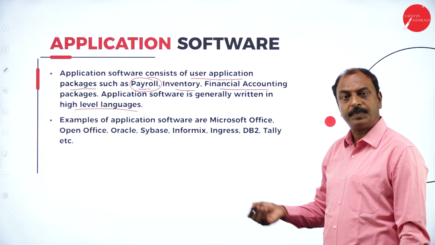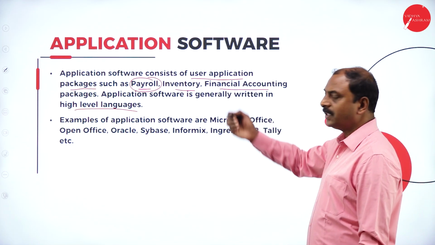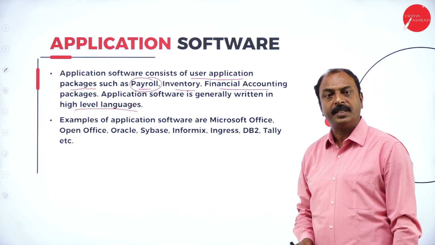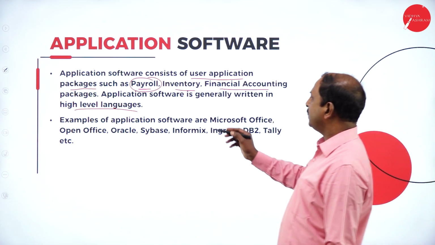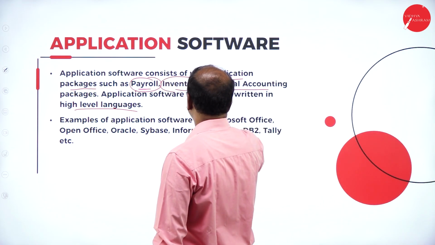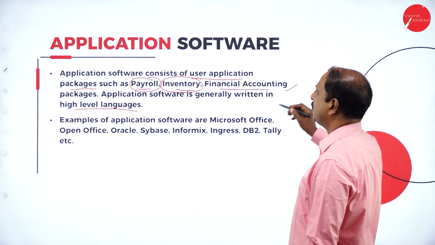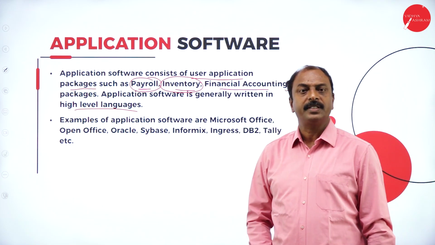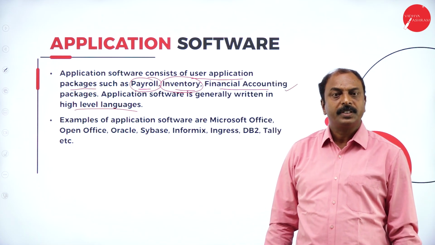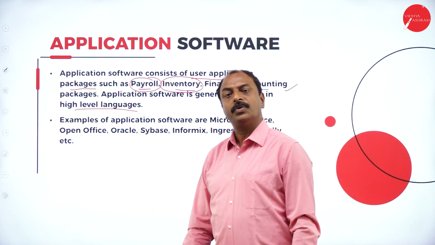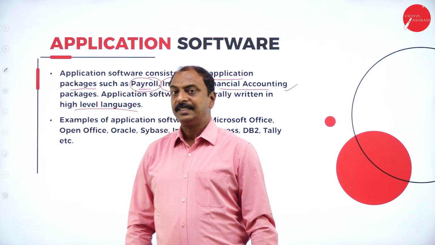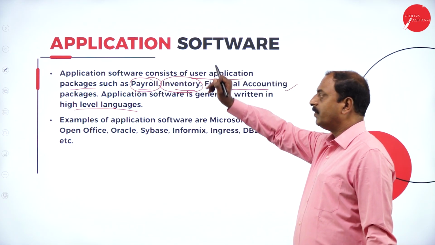It is for the purpose of accounting, to find the salaries of different employees in any organization. And this inventory system is another type of software. And again, financial accounting: Tally is an accounting package software. So we are using the Tally software for the accounting needs. So that is the meaning of application software.